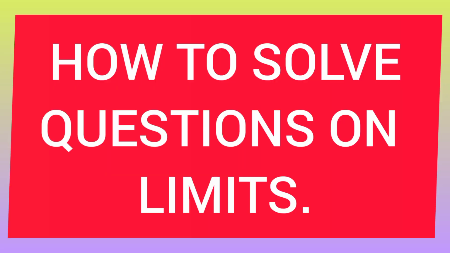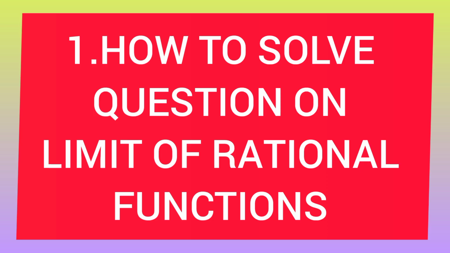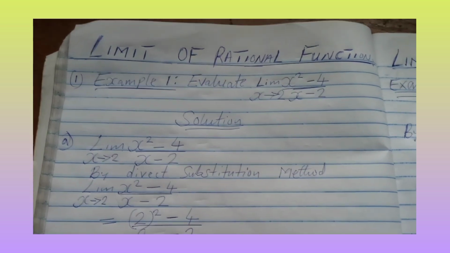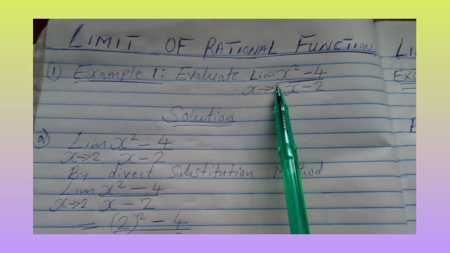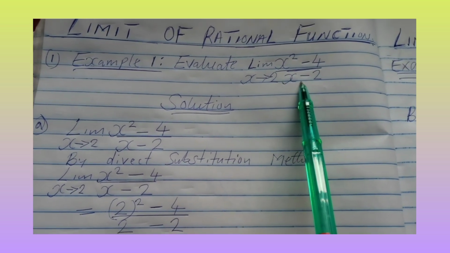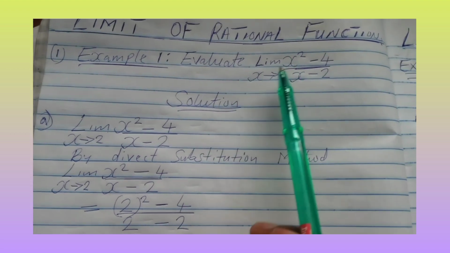Actually, today we are looking at limits, how to solve questions on limits. The first one we are looking at is the limit of a rational function. How are we going to solve questions on the limit of a rational function? Let's look at example 1. They say we should evaluate the limit of x squared minus 4 all over x minus 2 as x tends to 2. How are we going to evaluate this?